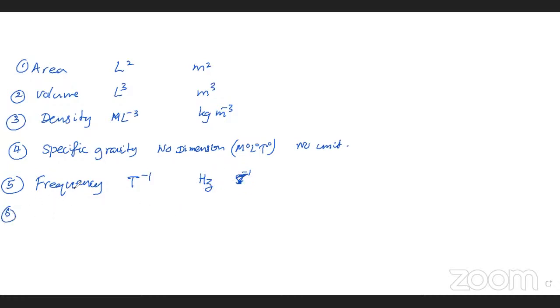The sixth one, plane angle. Plane angle is arc divided by the radius, both of which are lengths. So no dimension for that. Right, no dimension. But it has a unit, that is radian. The unit is radian, right?